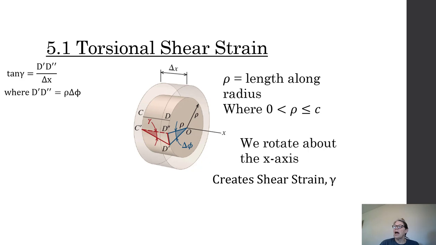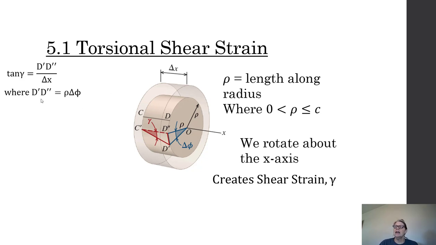So we now have two different ways to look at d prime to d double prime. We can look at it from the longitudinal change, which is gamma, and we can look at it from the radial change, which is that twist, where we're moving around the circumference.